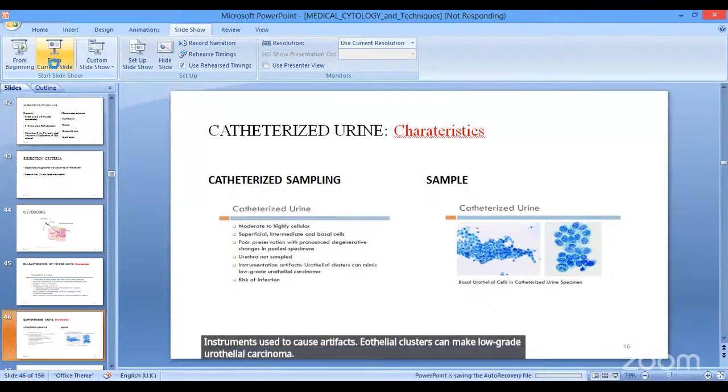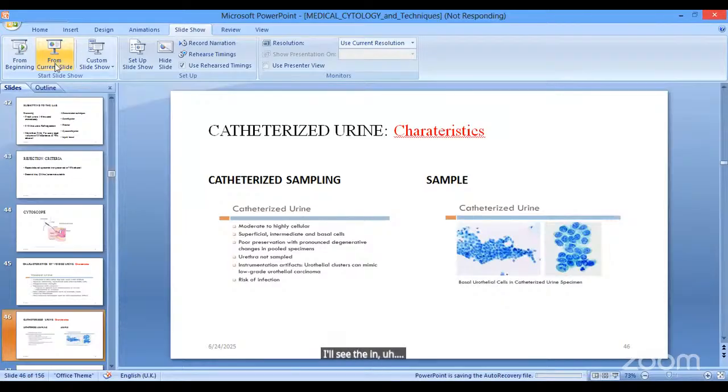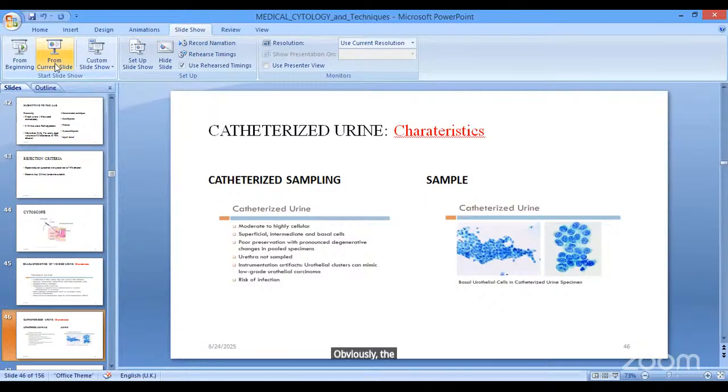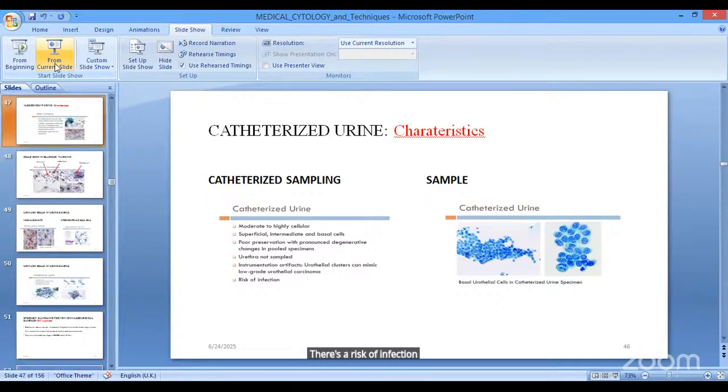And see the slide I'm showing you. You can see those cells there. You can see the cellularity. The cells are more in catheterized urine. One of the disadvantages is that because it uses a catheter that will be inserted in the bladder or the organ, there's a risk of infection.